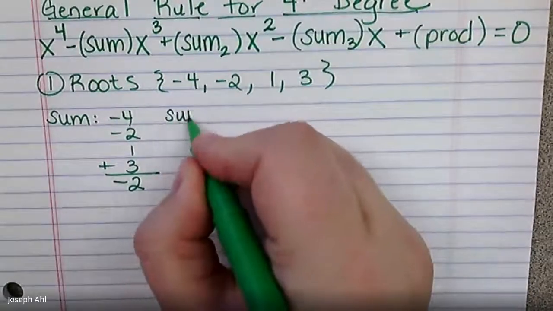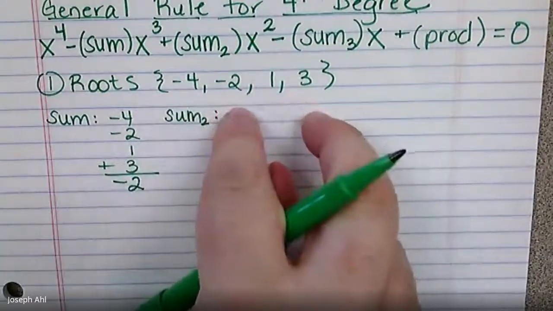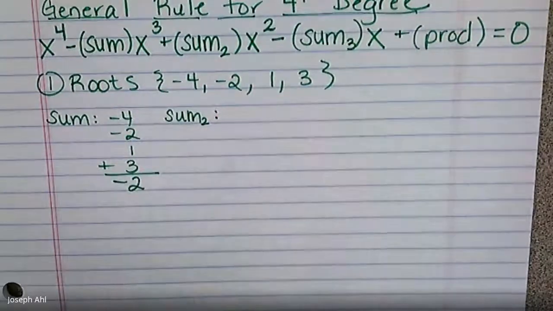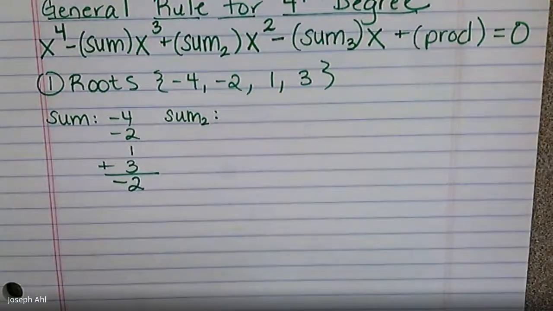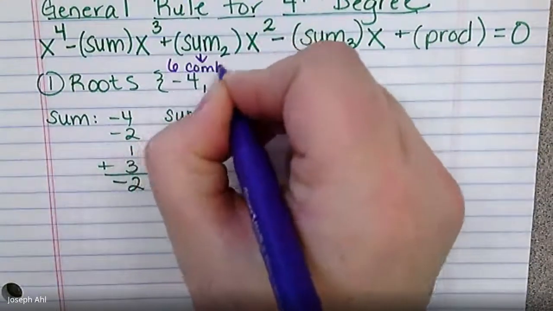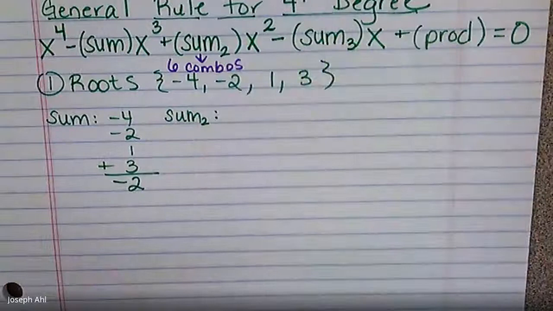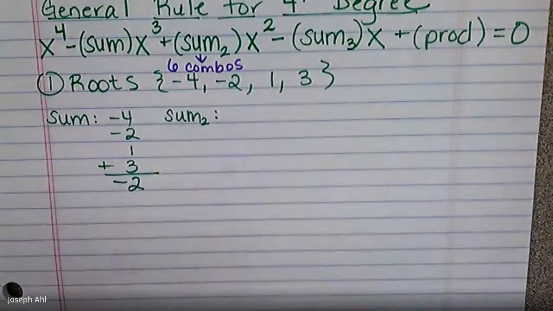Okay, sum 2 at a time. We have to pair up roots, take the roots 2 at a time, find their products, and then add those results together. What I'll tell you is that for a 4th degree polynomial, there are 6 combinations of taking the roots 2 at a time when you have 4 roots total.